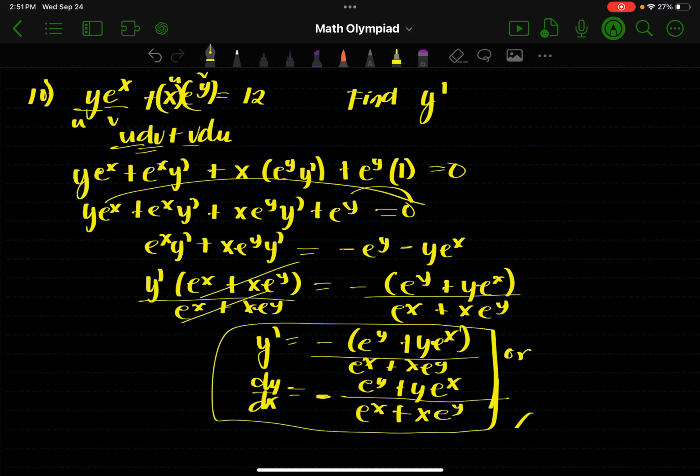Okay, that's the way to solve implicit differentiation. So I hope you learned something.